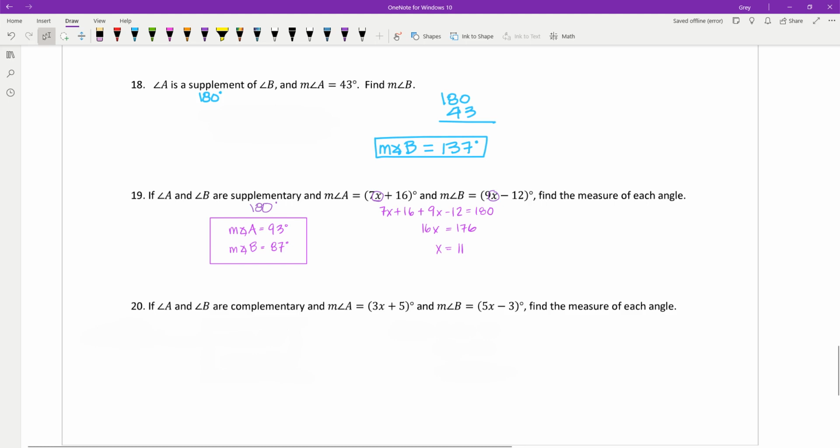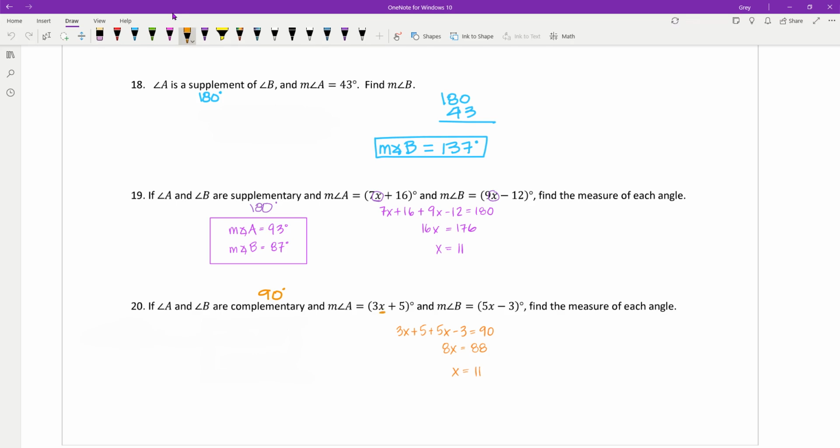All right, last one. If angle A and angle B are complementary, the measure of angle A is 3x plus 5. Measure of angle B is 5x minus 3. Find the measure of each angle. And what am I going to say again? Complementary is what number? Complementary is 90 degrees. So that means that 3x plus 5 plus 5x minus 3 has to equal 90. I add my x's, I get 8. And when I combine 5 and negative 3, I get 2. So I'm going to subtract to take it to the other side. That gives me 88, which means x equals 11.